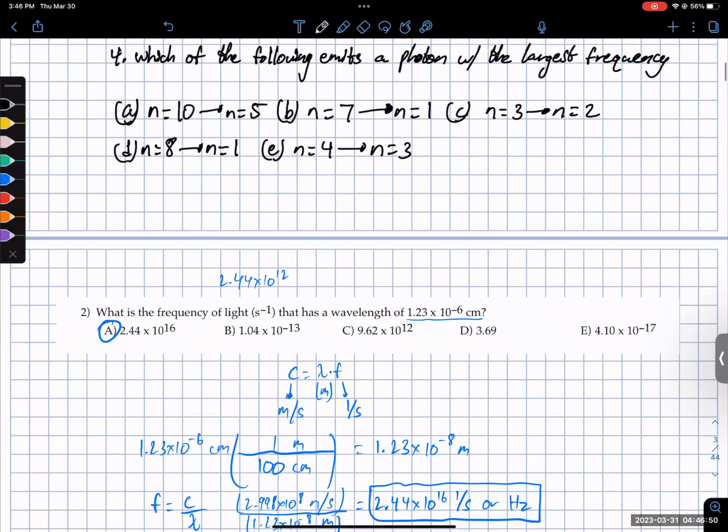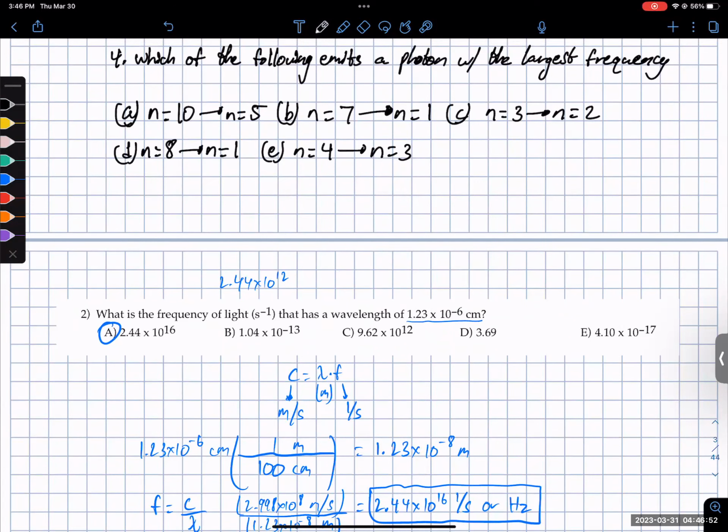Which of the following emits the photon with the largest frequency? All right, let's get this into terms I can understand. So let's get it into terms of energy. I always put stuff in terms of energy because it's easier. So if something has a high frequency, what does that mean about its energy? Is it going to be high or low? High energy, right? So high frequency, it's high energy. And what's the equation you use to prove that? Energy equals Planck's constant times the frequency. Exactly.